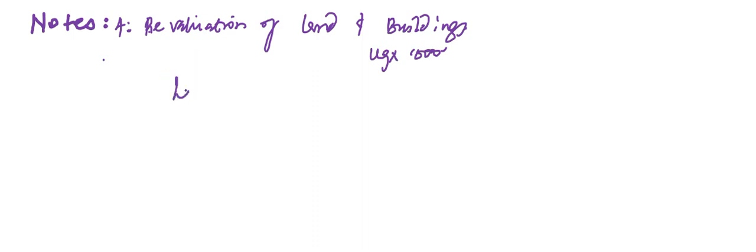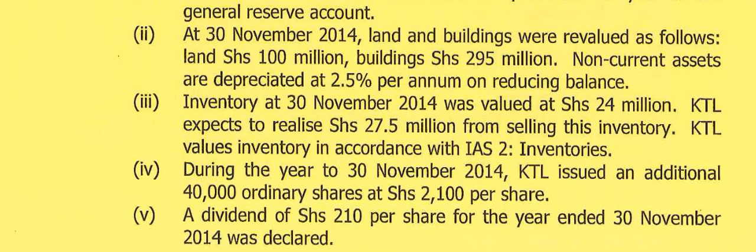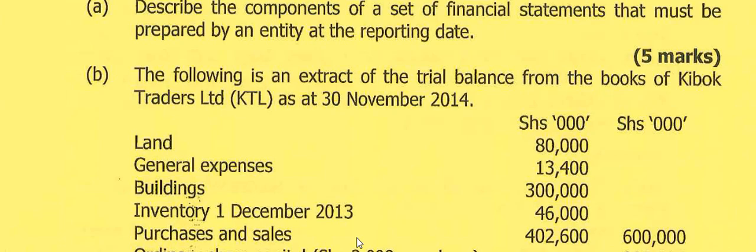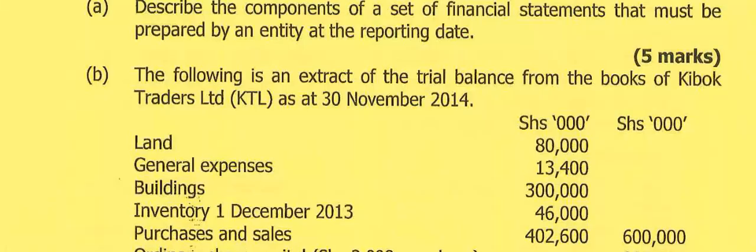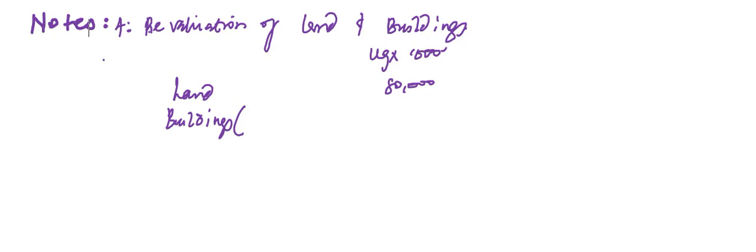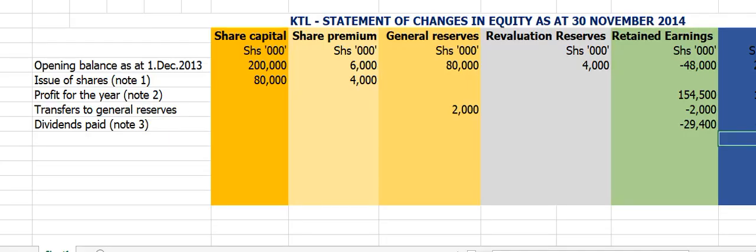We have land. The initial value of the land was how much? The initial value of the land, as per the trial balance, land had a value of 80 millions. Then the buildings, their cost initially was how much? That is 300,000. We assumed it was 300,000. Whether cost or carrying amount, we don't know. But I'll minus the depreciation.